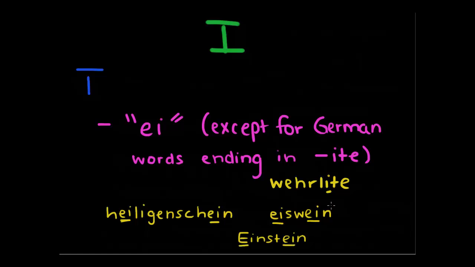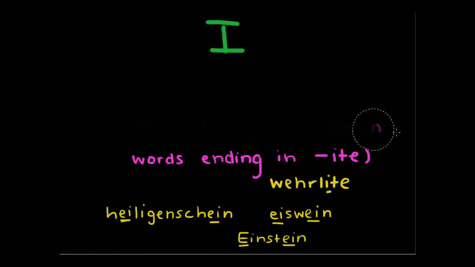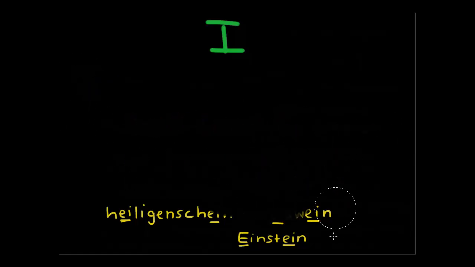So this is an easy way to remember the rule that the I in German is going to be spelled with an E-I, except for German words ending in "ite," which there aren't too many of, and that's good for us because we know everything else is going to be an E-I. Okay, so that's one of the simpler rules of German, of long I. So we're done with long I, and we can move on to short I.